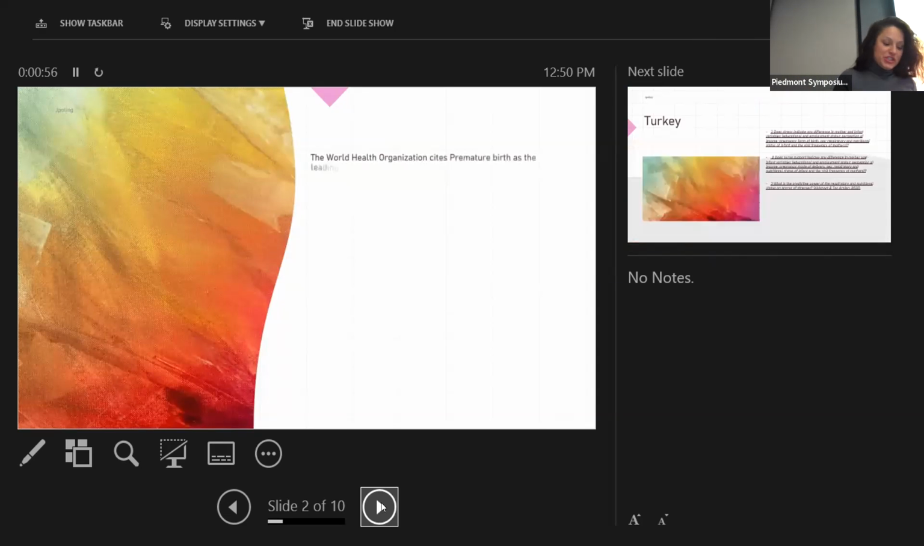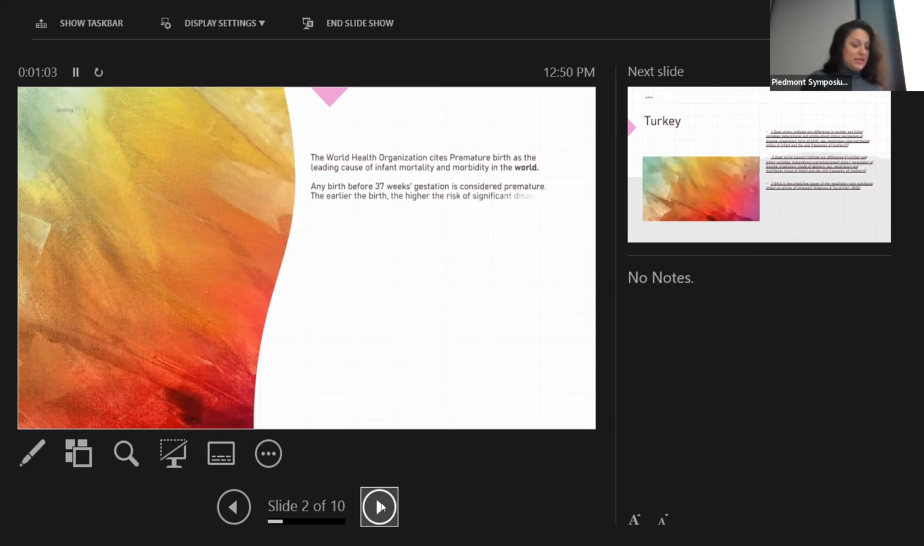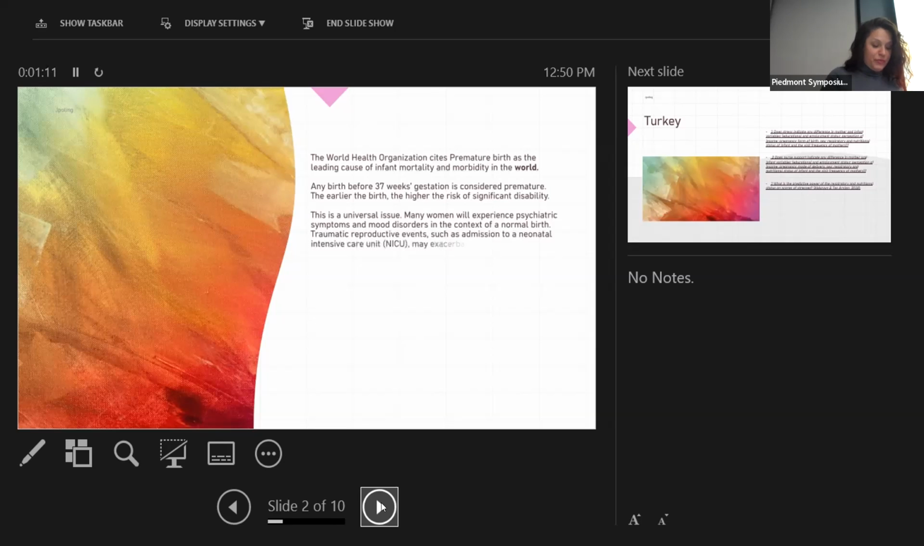The World Health Organization cites premature birth as the number one leading cause of infant mortality and morbidity in the world. This is not a United States problem, it's a worldwide issue. Any birth before 37 weeks gestation is considered premature. The earlier the birth, the higher the risk of disability.